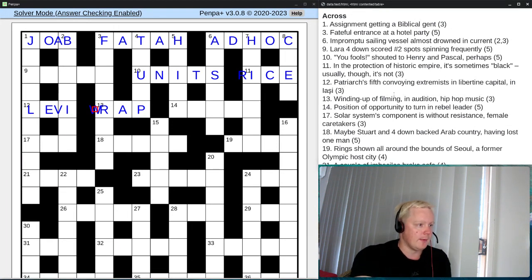Then we have number 14. Position of opportunity to turn in rebel leader.